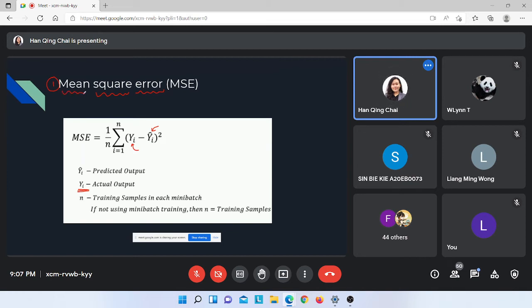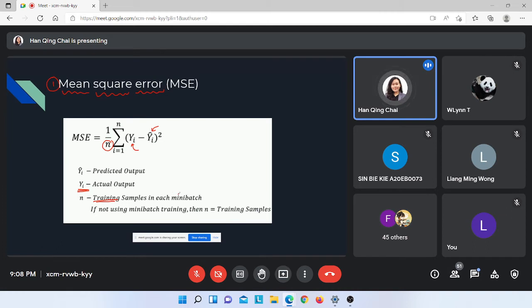Then n here means the training samples in each mini batch. What we mean by actually training the model is that we put the model to familiarize itself with the algorithms and train to have a better performance. Why do we train it? We are going to adjust certain things inside these algorithms to give it better performance. This will also be touched on later.